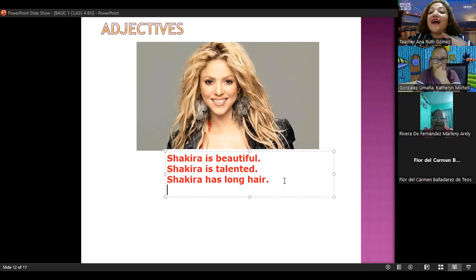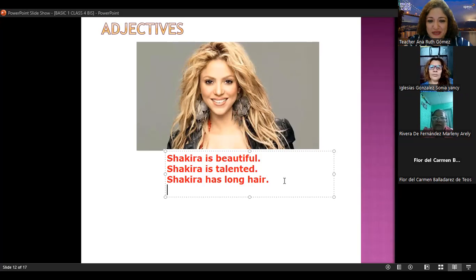It's rich. Yes, Marlene. Complete sentence, Marlene. Sorry. Lo que pasaba es que yo le iba a poner Shakira tiene un pelo largo, algo así. Sí. Es la oración que escribí. Shakira has long hair. Pero ahorita estamos con verbo to be, solo is y el adjetivo. Su oración está bien, all right? Now, Marlene, can you tell me your sentence, please? Shakira is rich. Shakira is rich, very good.